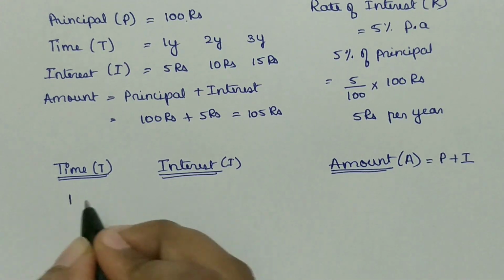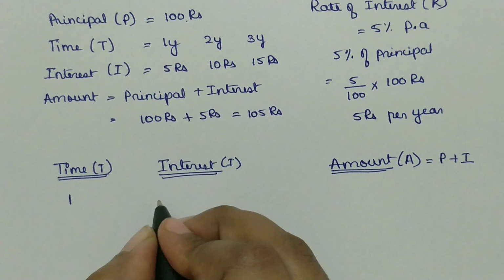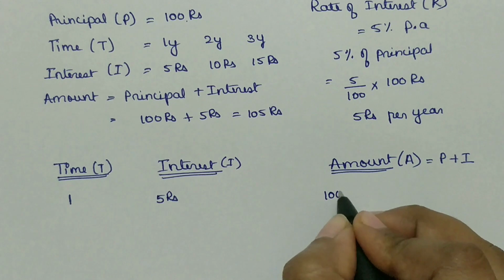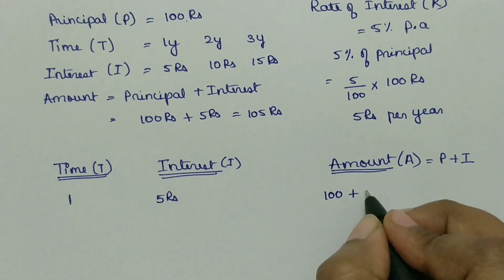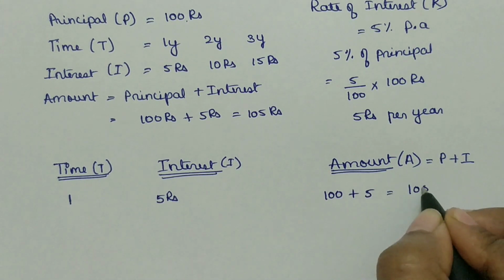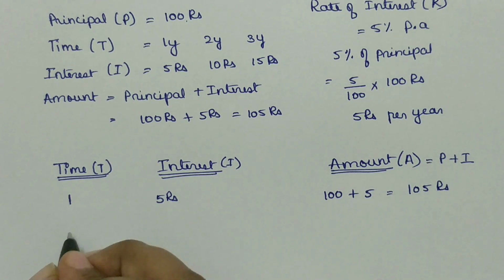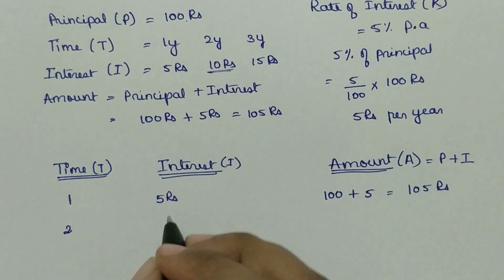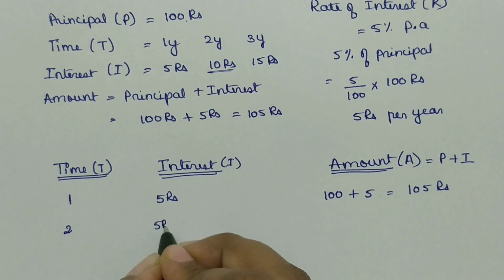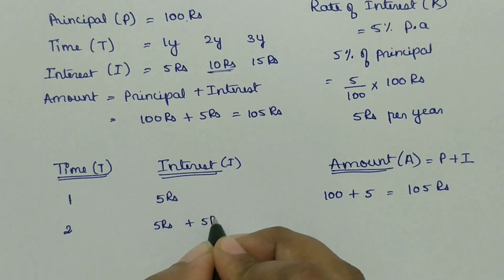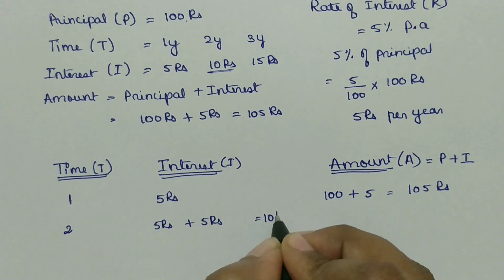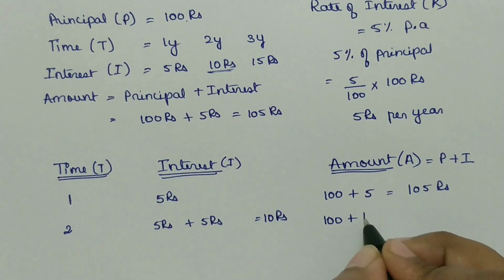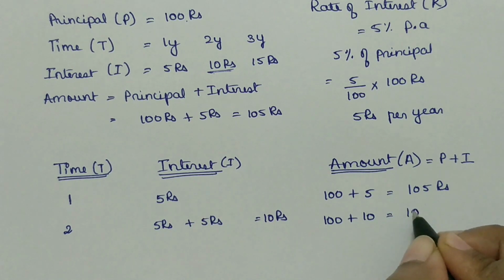For 1 year, interest equals 5 rupees. Amount equals principal plus interest, equal to 105 rupees. If it is 2 years, then interest equals 10 rupees. That is, for the first year 5 rupees plus the second year 5 rupees equals 10 rupees. Then amount equals principal plus 10 rupees, equal to 110 rupees.